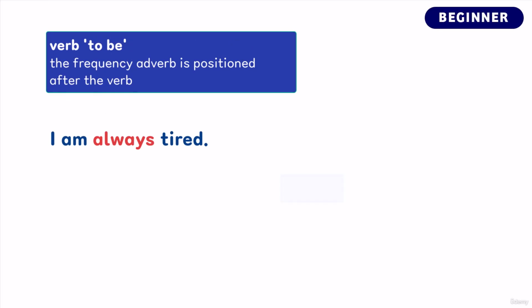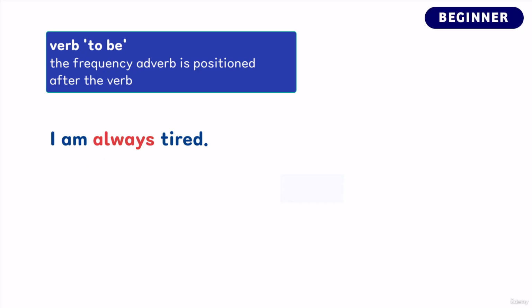So we saw this sentence in the dialogue. I am always tired. So this sentence means that I am tired 100% of the time. And when a frequency adverb is used with the verb to be, the frequency adverb comes after the verb.